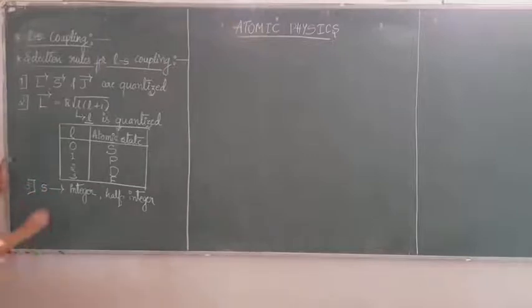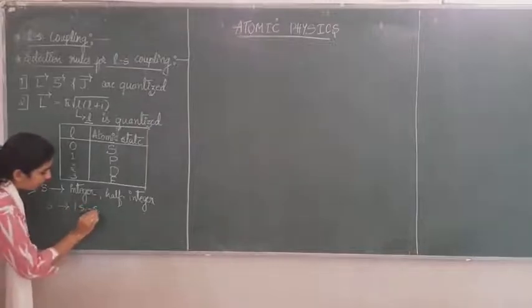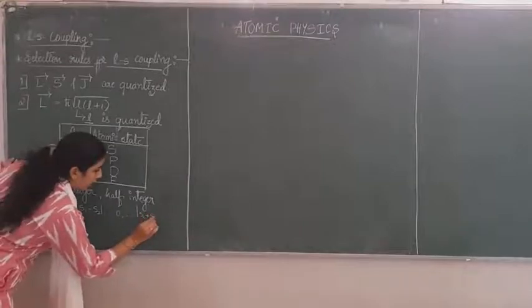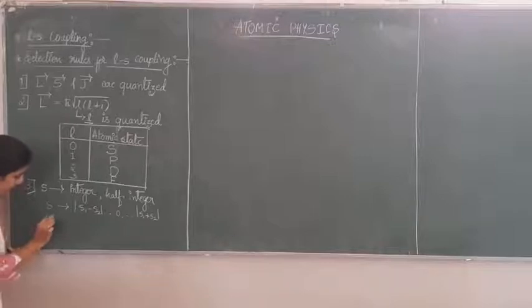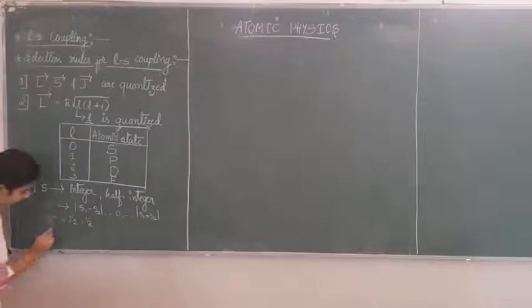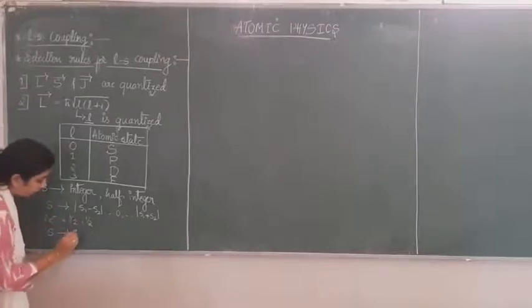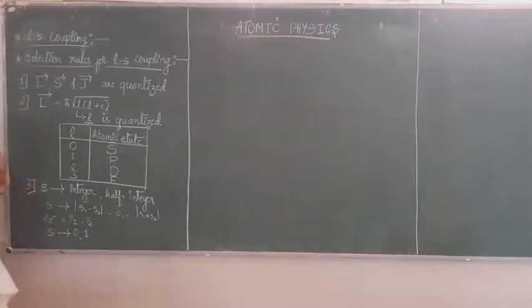This S has values from mod S1 minus S2 to mod S1 plus S2. Right? So if there are two electrons with values half and half, then the resultant spin quantum number S will have values from half minus half, that is 0, to half plus half, that is 1.